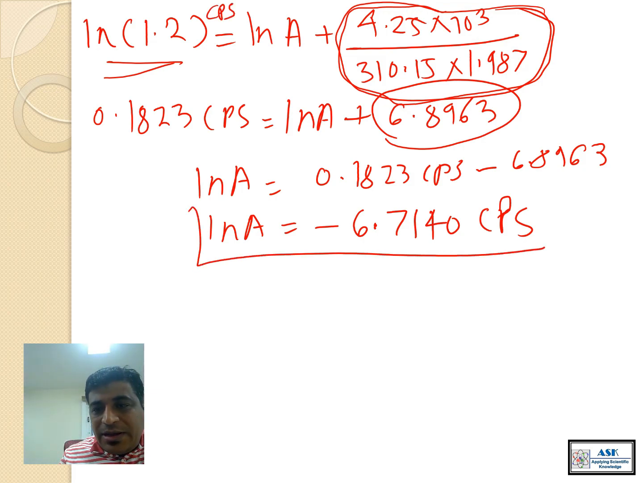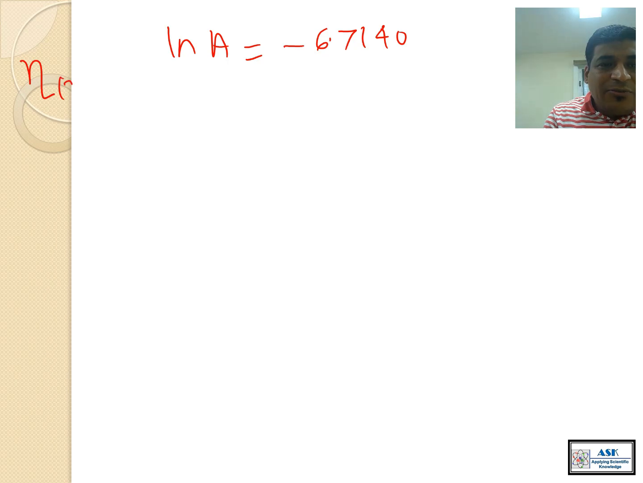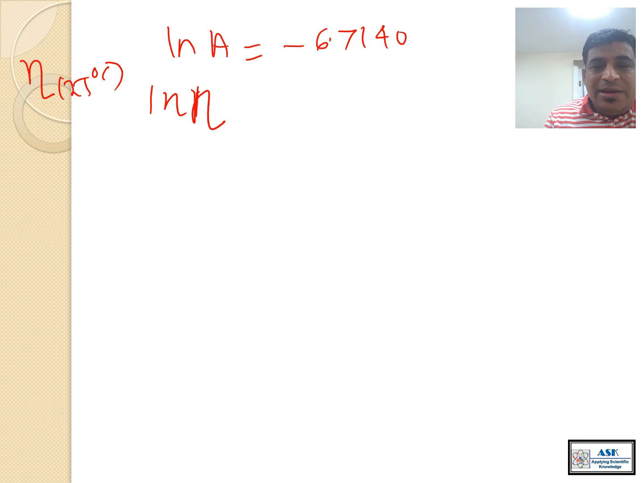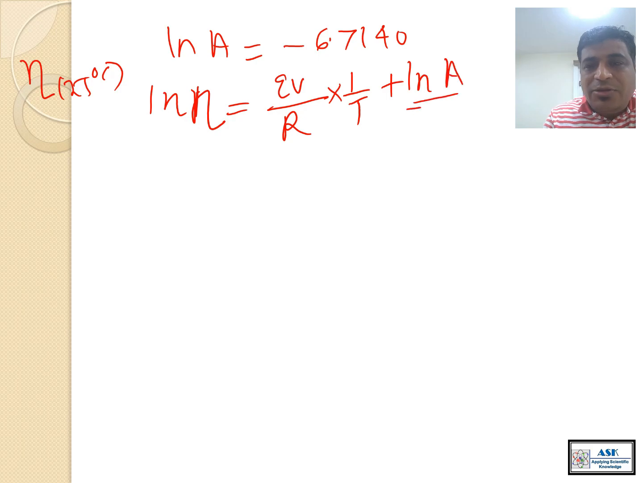So now we know the value of ln A, isn't it? And what is the value of ln A? Minus 6.7140. And now we have to calculate the viscosity at 25 degrees Celsius. So let's repeat that. ln eta is equal to Ea divided by R times 1 divided by T, plus ln A. We know the value of ln A now, and we have to calculate the value of ln eta.